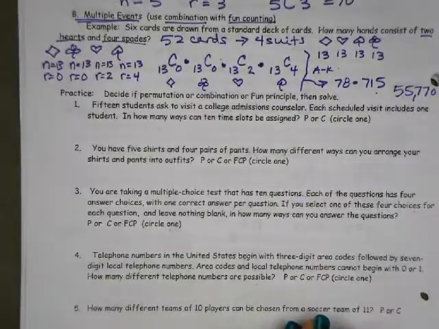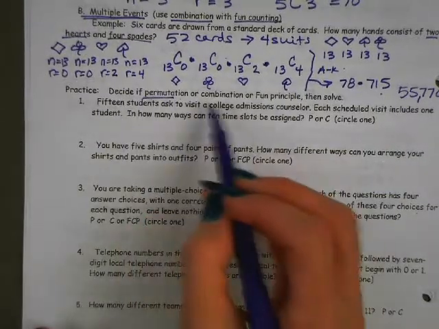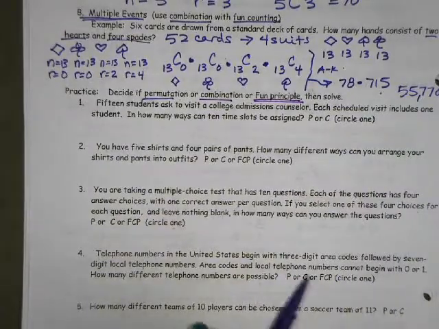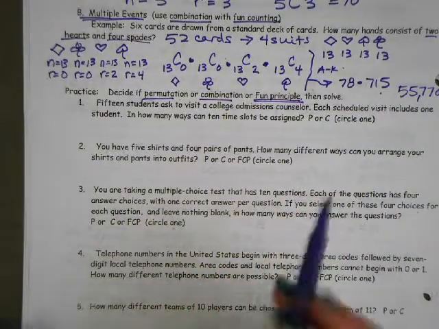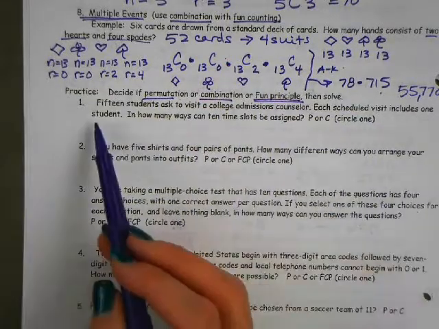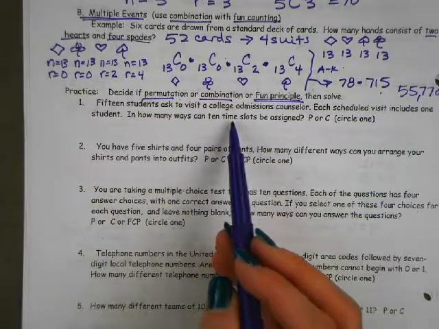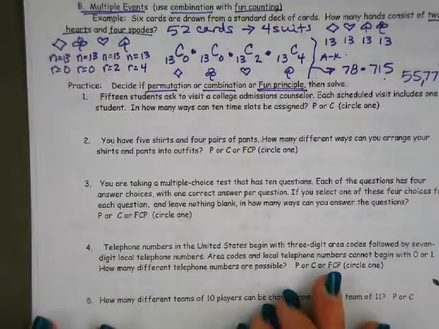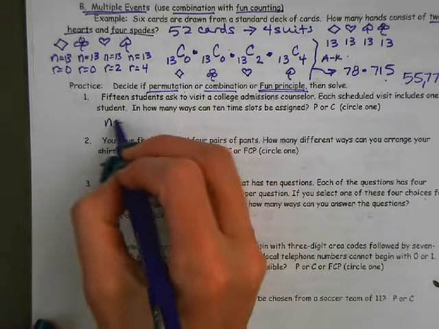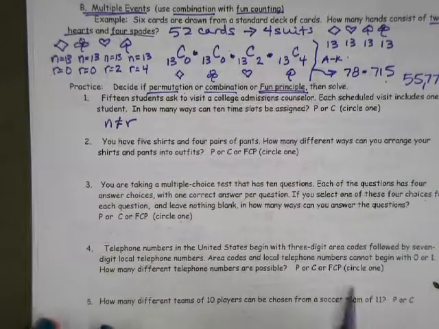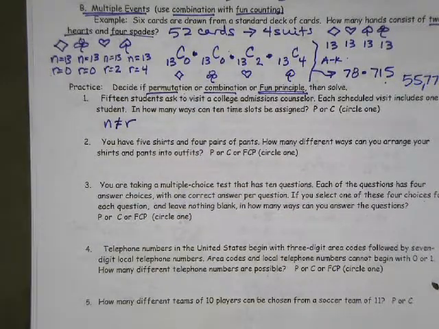Alright, let's see then now if we can decide if they're permutations, combinations, or when you say fundamental counting principle, we're talking about if it's independent or if it's the factorial. Okay, so let's read these. 15 students asked to visit a college admission counselor. Each scheduled visit includes 1 student. How many ways can 10 time slots be assigned? So do my N and my R equal each other? Does N equal R? No, it does not. So therefore, number 1, it's not independent, and number 2, it is not factorial. Okay? Does that make sense?